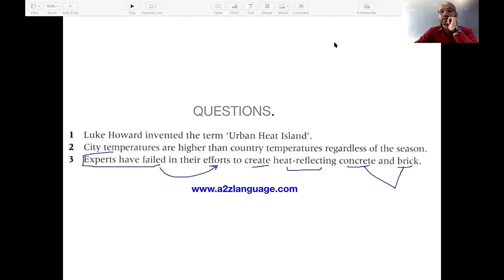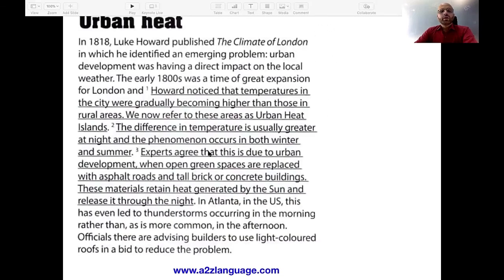So let's go to the text and verify that did experts fail in creating heat reflecting bricks and concrete or not. Okay, so experts agree that this is due to the urban development when open green spaces are replaced with asphalt roads and tall bricks or concrete buildings. These materials retain heat generated by the sun and release it through the night.